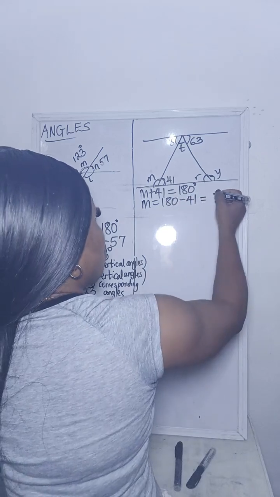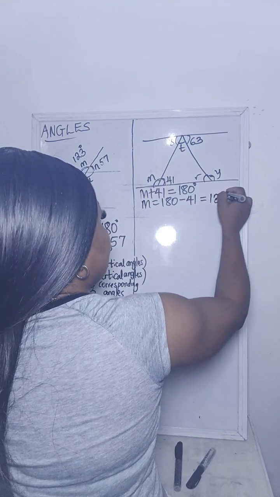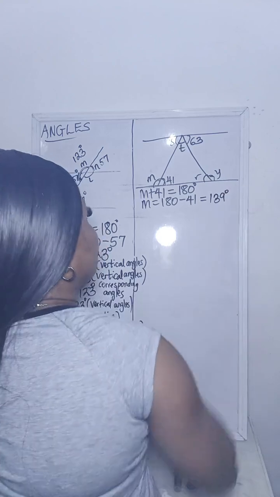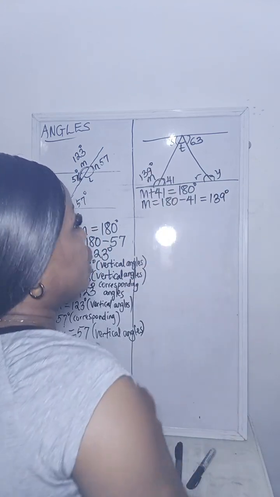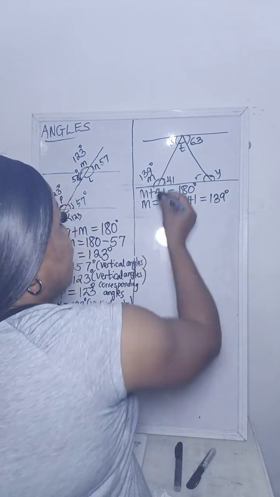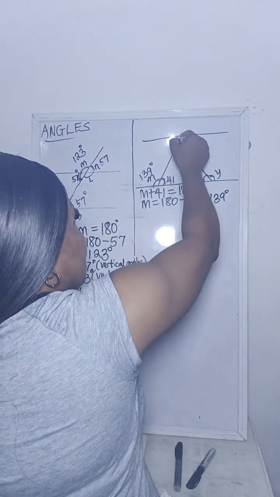And this would give us 139. It means M is 139 degrees. Now, since we've gotten M, we need to get S.